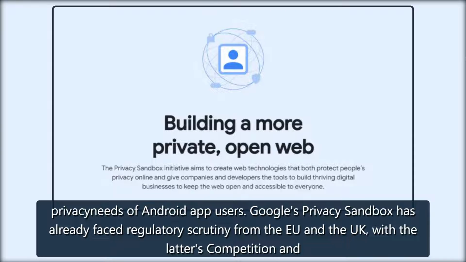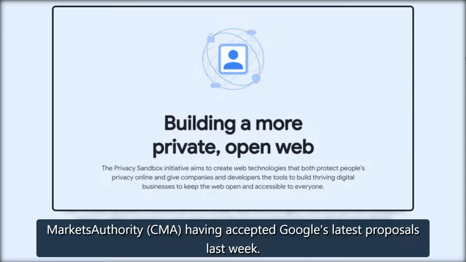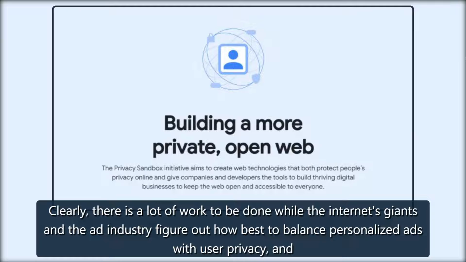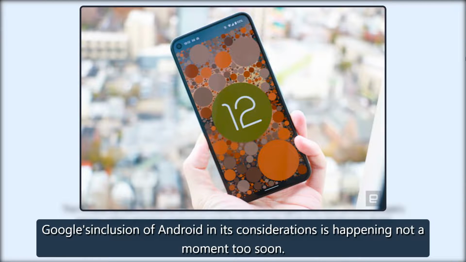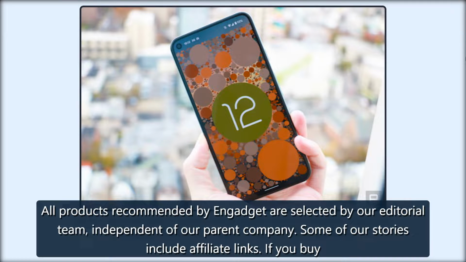Google's privacy sandbox has already faced regulatory scrutiny from the EU and the UK, with the latter's Competition and Markets Authority (CMA) having accepted Google's latest proposals last week. Clearly, there is a lot of work to be done while the internet's giants and the ad industry figure out how best to balance personalized ads with user privacy, and Google's inclusion of Android in its considerations is happening not a moment too soon.